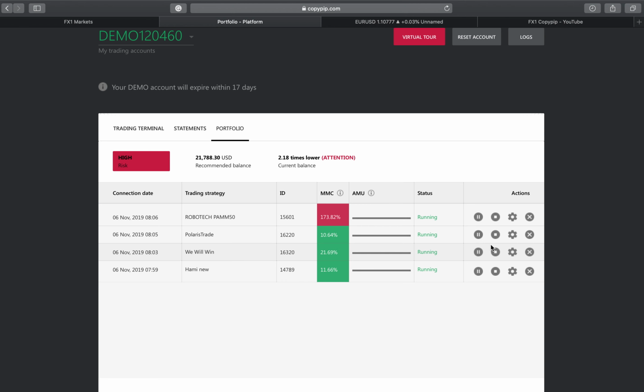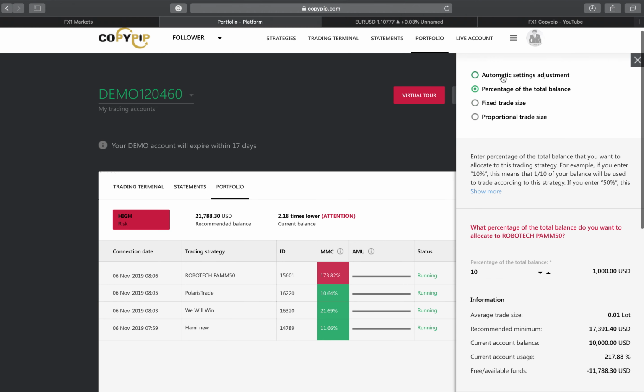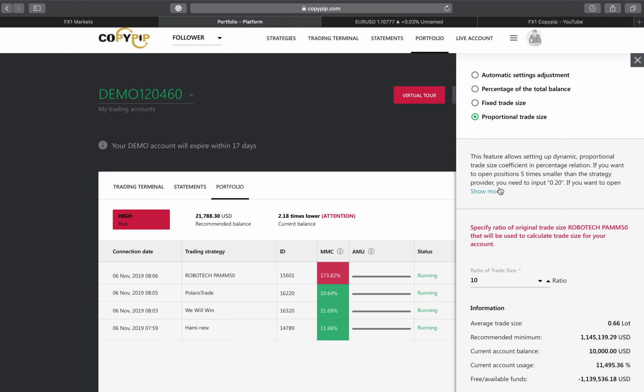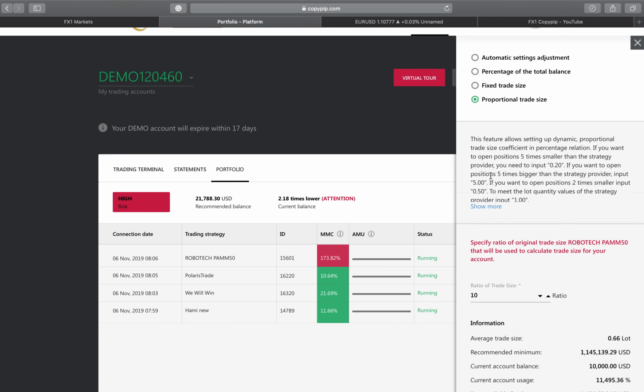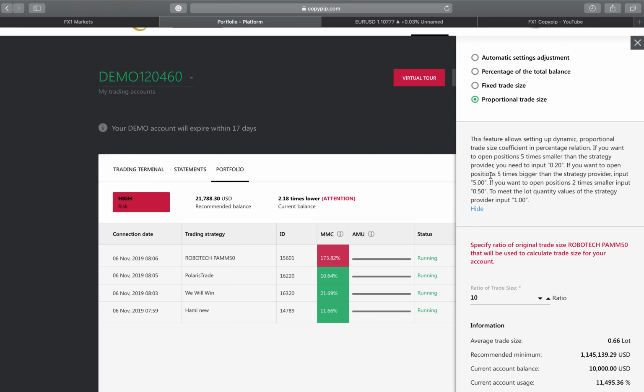Even if I give 5%, it's already 80-90% of my account, which is not good. So I need to go with proportional trade size. This means I just want to open, let's say, 20% of whatever position this trader is opening. Let's say if he goes with 5 lots, I want to open only 1 lot. If he goes with 1 lot, I want to go for 0.2 lots.